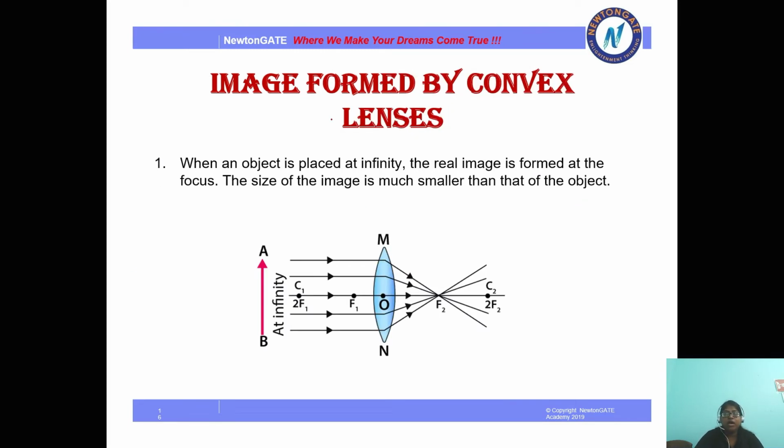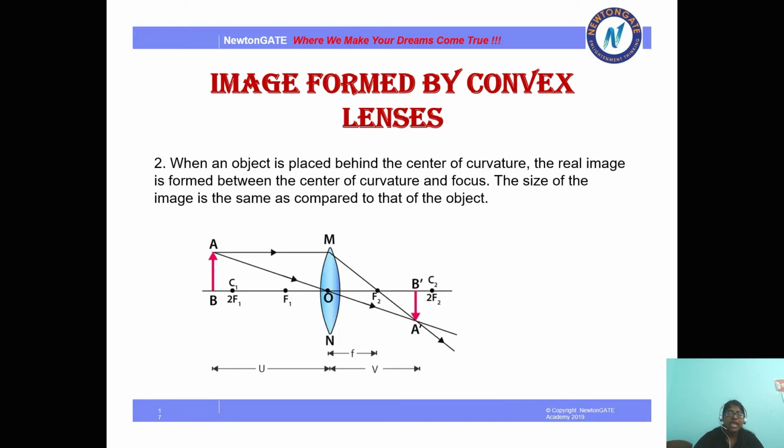So the first image we will be talking about is the image formed by a convex lens. The first case is when your object is at infinity. Your object will essentially be sending rays parallel to your principal axis. They will get refracted and meet at the focus. That is what it is supposed to be. So the image will be much smaller than the object, essentially a real point image.